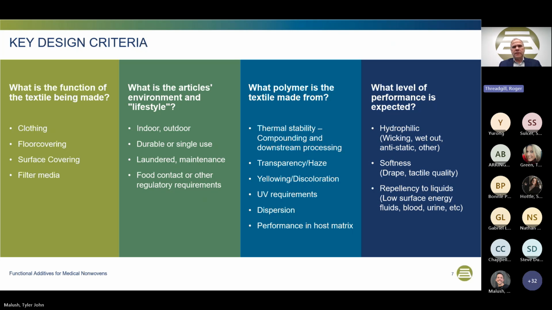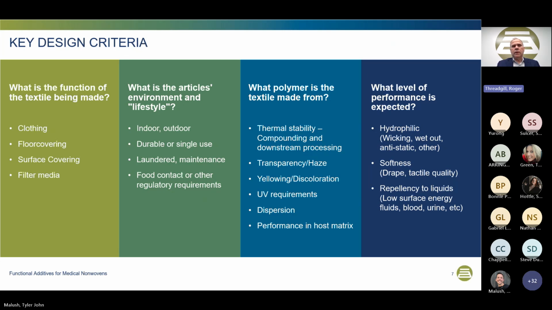What is the function of the textile being made? What is the article's environment or lifestyle going to be like? What polymer is the textile going to be made from? And then finally, what level of performance is expected? That's pretty simple, right? Well, not exactly, because each of these questions eliminates a series of factors that need to be taken into consideration. Take the third question, for example.